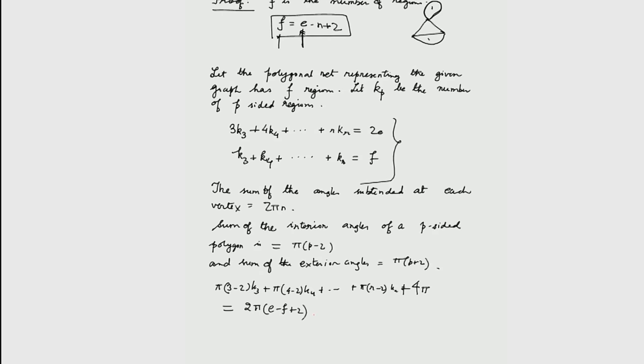This is by using these 2 expressions, and this is equal to 2 pi n, and from this we get e minus f plus 2 is equal to n, which implies that f is equal to e minus n plus 2, which is Euler's formula.